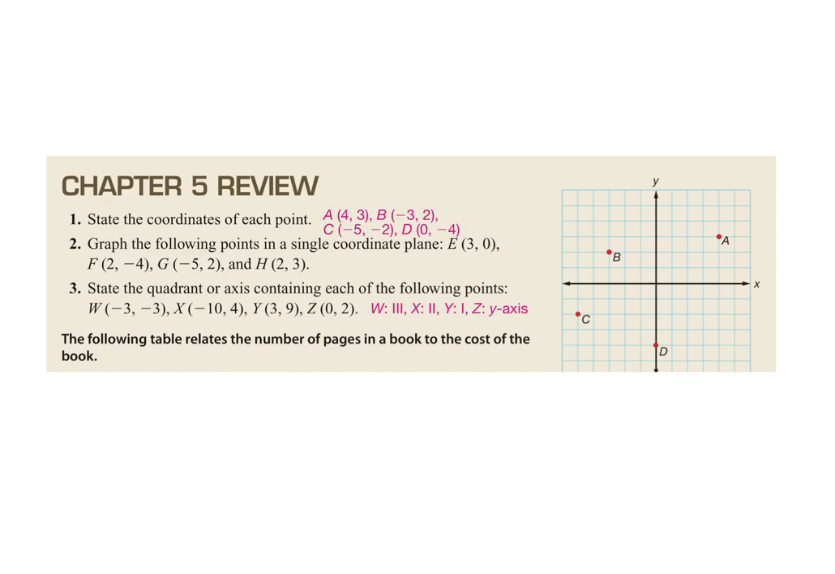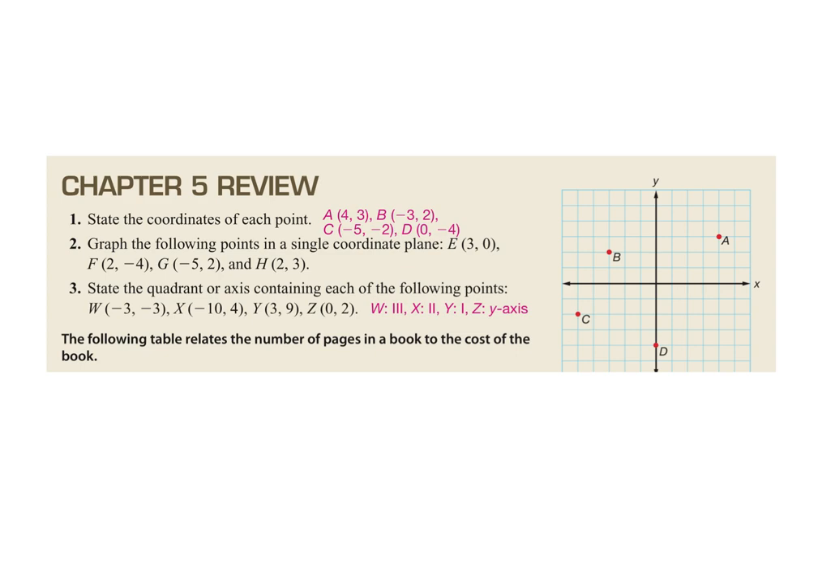So this first was just stating the coordinates. On your coordinate plane, your first set of coordinates is A. So you need to put A, and then you would tell me your X and your Y. X always comes first, then Y. So you should have gotten 4, 3, negative 3, 2, negative 5, negative 2, and 0, negative 4.